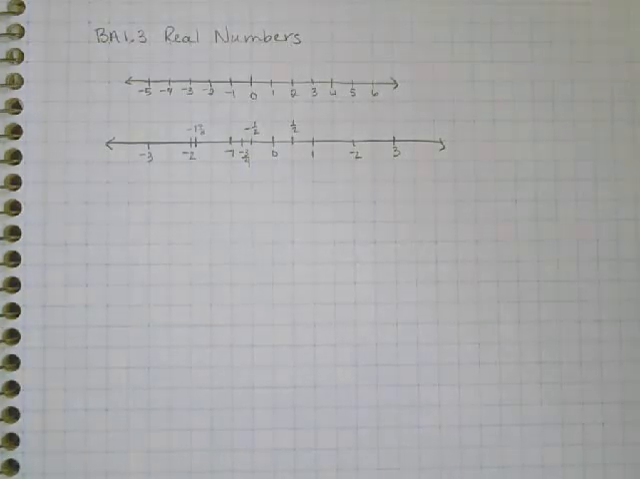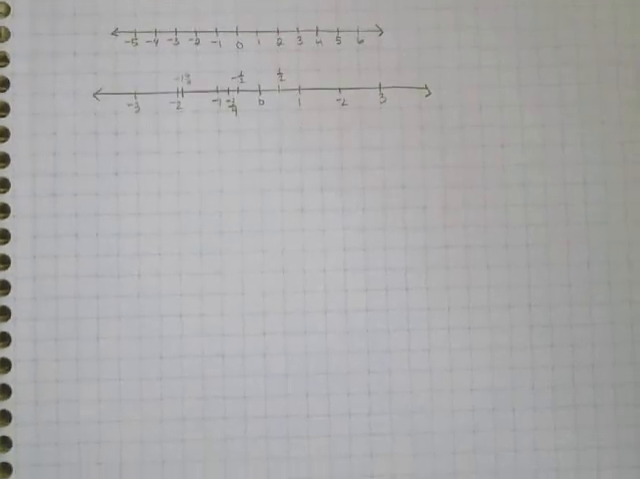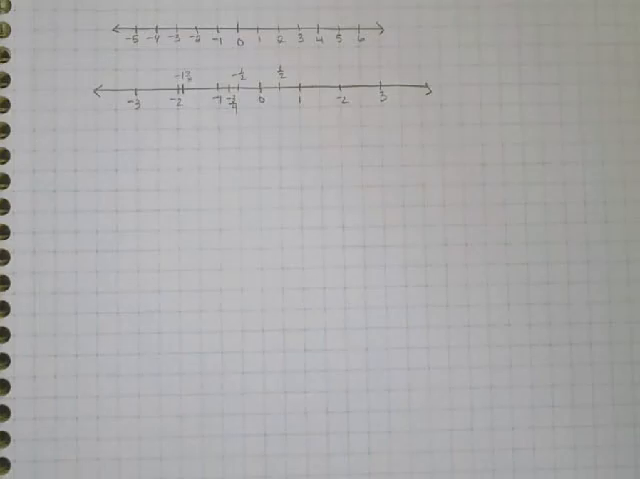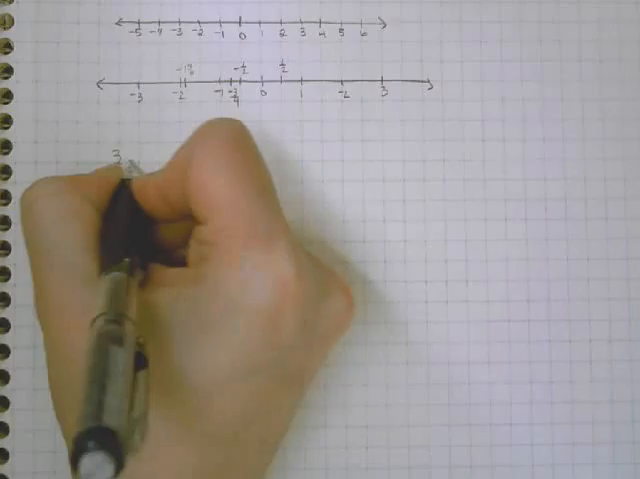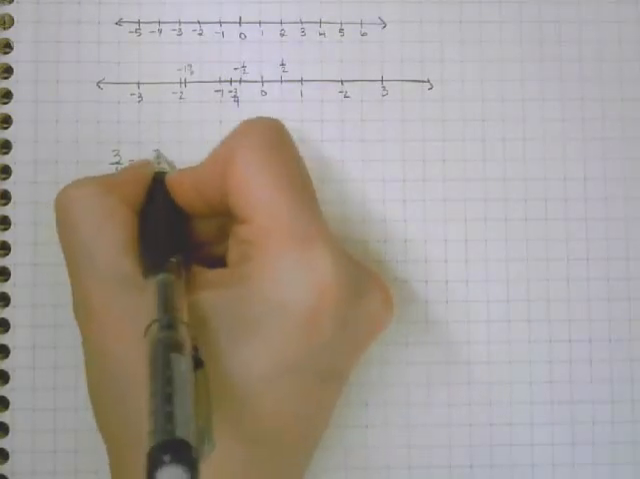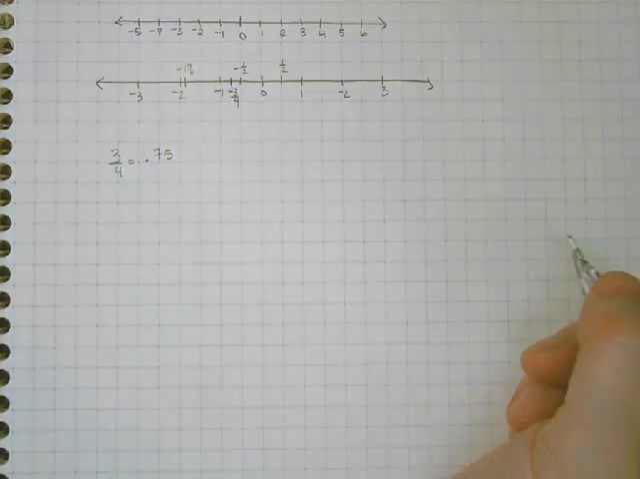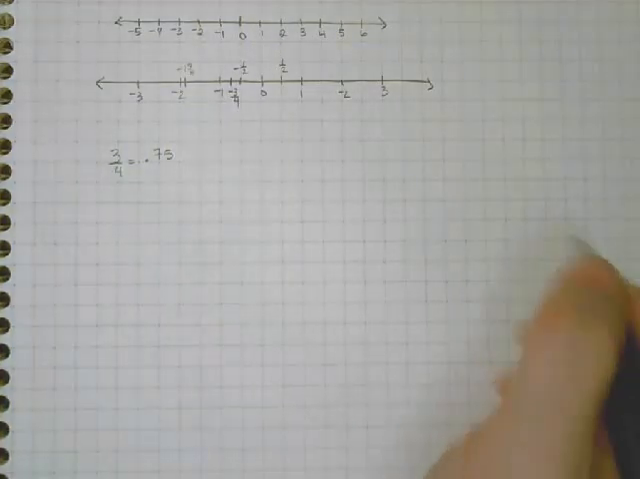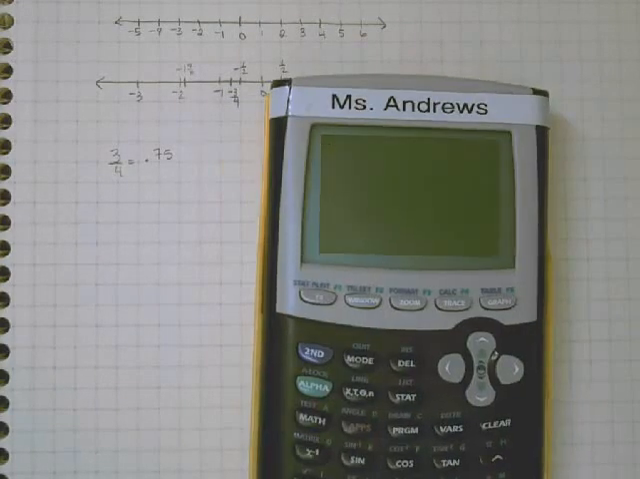I also want to show you how to put a rational number as a decimal, so a fraction as a decimal essentially. If I have 3/4 and I divide 3 by 4, I get 0.75. I can do this either on the calculator or using long division. I'll show you both, even though you'll probably use the calculator. 3/4, 3 divided by 4. Remember, it's always the top divided by the bottom, and that gives you 0.75.